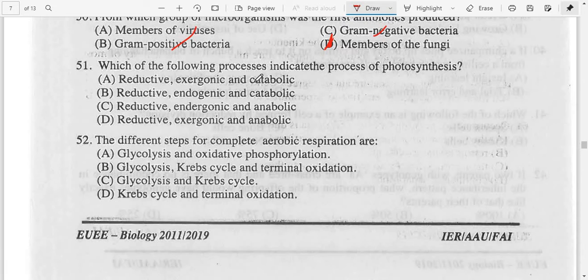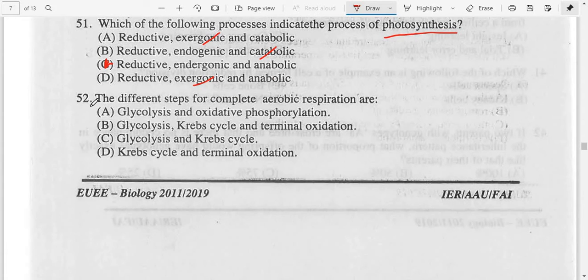Which of the following processes indicates the process of photosynthesis? Okay, photosynthesis absorbs energy. So not exogenic. They build up molecules, so not catabolic. So this is our answer. Reductive, energonic, and anabolic. I'm solid.